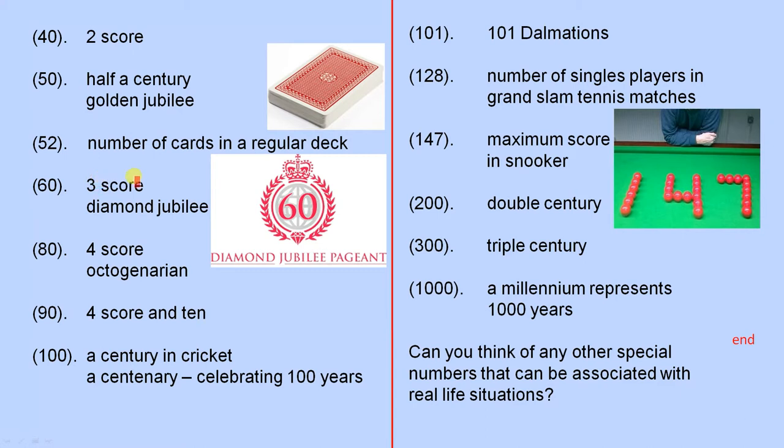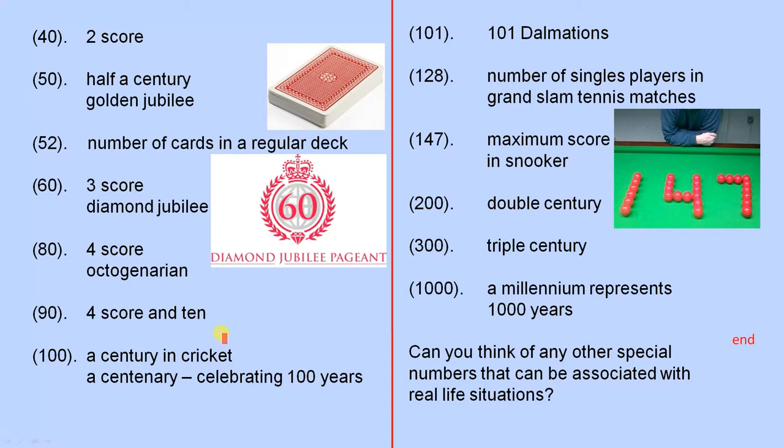60 is 3 score. Of course, if 1 score is 20, then 3 score is 60. But that's also a diamond jubilee. So that's when you celebrate an anniversary which is 60. It could be wedding or it could be anything. It's called diamond. 80 is 4 score, and another name for it is octogenarian. That is a person who's 80 years old. 90 is 4 score and 10. 4 times 20 plus 10.